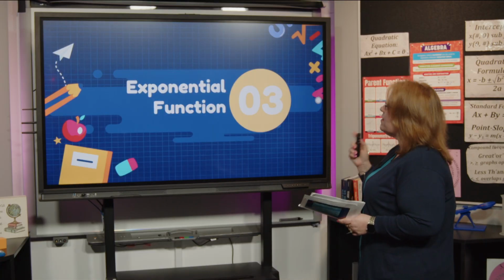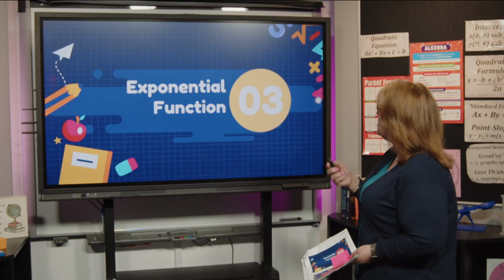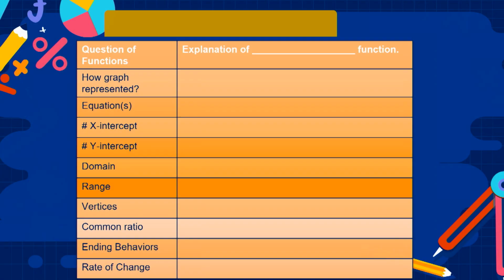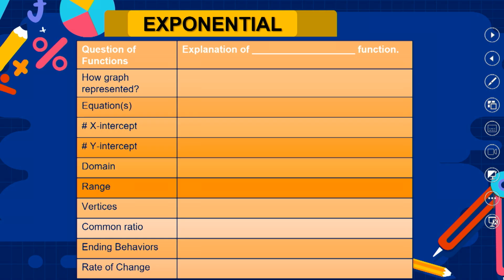All right, so here is our next one, which is our exponential function. So here is our table for these exponential functions. So let's go ahead and look. So I'm looking at exponential functions. Let me grab this. So I'm going to put exponential. All right, so how is this one represented? How did we say that our exponential is represented?